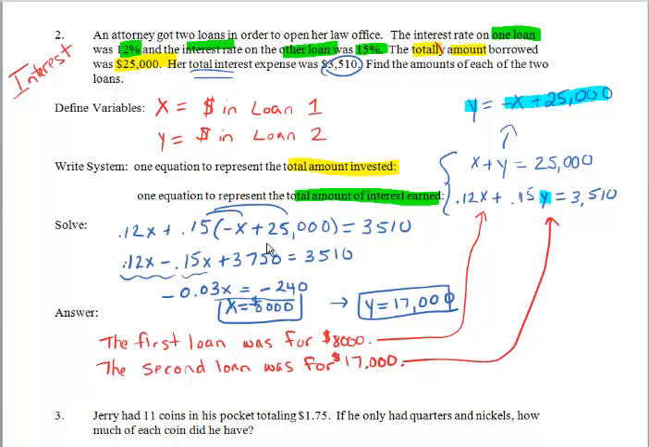In summary, I want to define my variables still like I did in the first example. I'm writing my system again like I did, but this time one is representing the total amount invested, the other one is representing just the total amount of interest. I solve, again using any method, and then final answer in a sentence.